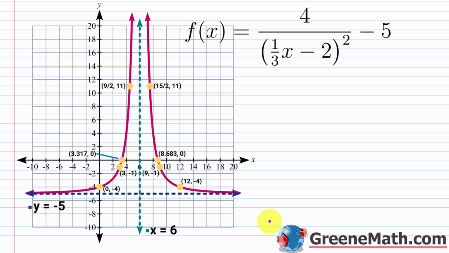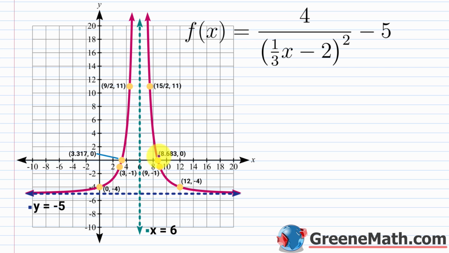All right, so let's look at the graph. I have these points from what we talked about earlier. These have fractions in them, whereas the other ones were decimals, but you could just punch this into the calculator. This is 9 halves, comma 11. This is 15 halves, comma 11. Then here you have your 3.317, comma 0. That's one x-intercept, an approximation. This is 3, comma negative 1. This is 0, comma negative 4.